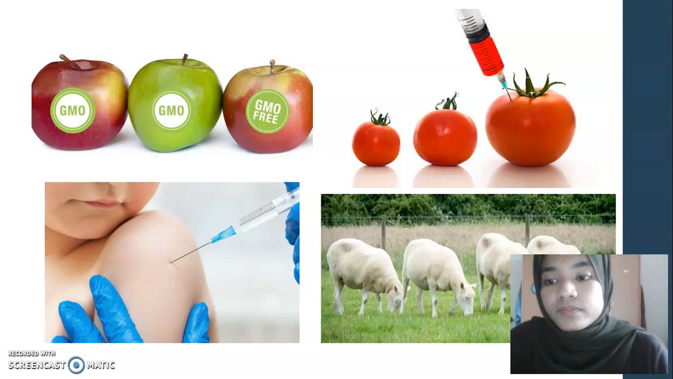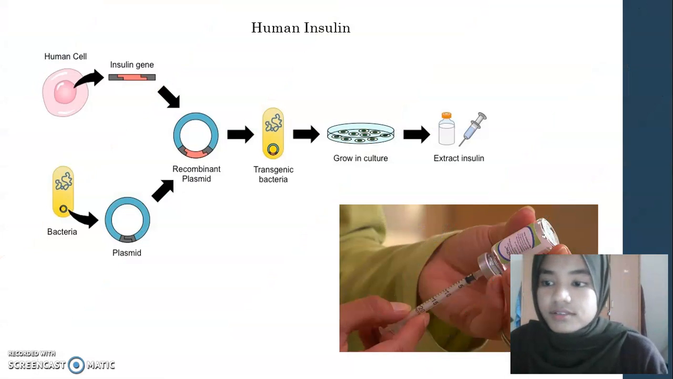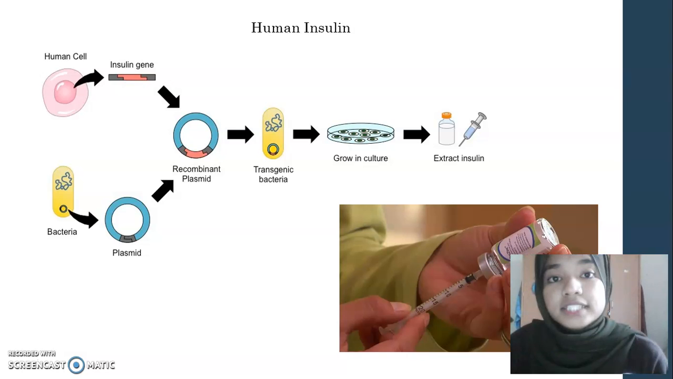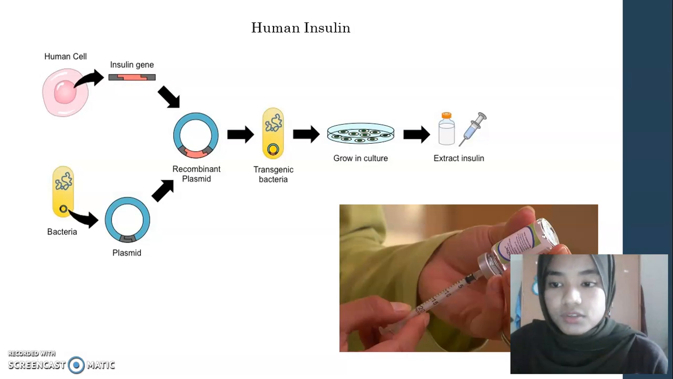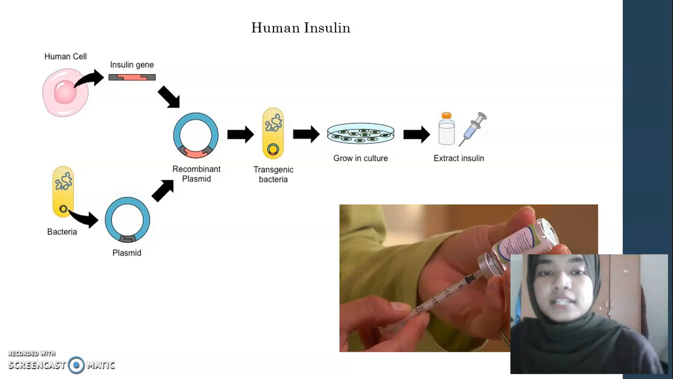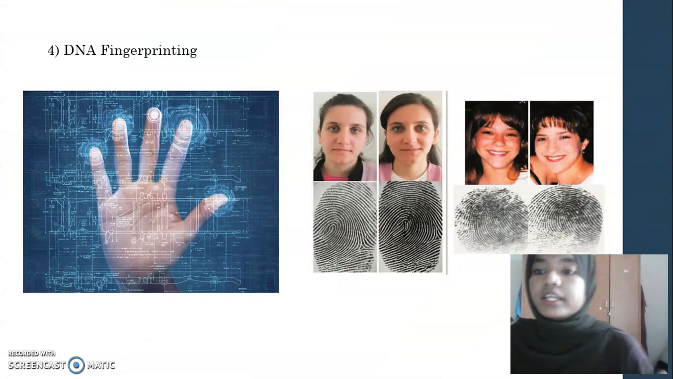Recombinant DNA also produces insulin, human insulin made by bacterial cells. Firstly, the human gene is removed from the cell, then inserted into the plasmid. The plasmid is then inserted into bacteria, and the bacteria produce insulin as if it was one of their own genes. This is the process of producing human insulin in recombinant DNA.